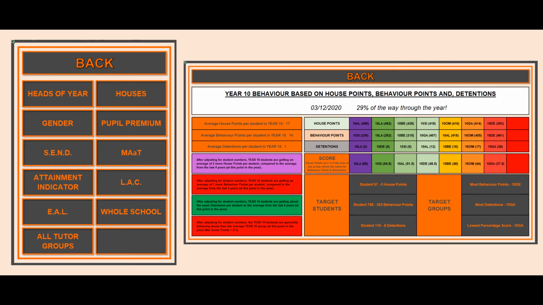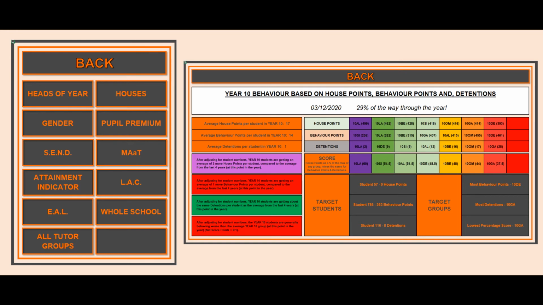So generally speaking, what we could gather from this particular example is that maybe more house points are being given, but also so are more behaviour points. On the right, we then have specific target students that have come out from all of this data. So student 57 has had no house points this year. Now we might want to look into why that is. Student 786 has 363 behaviour points. So that would be the most.